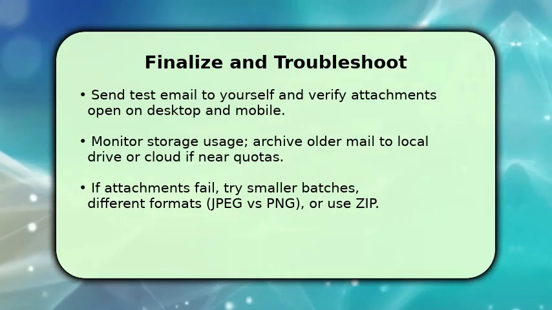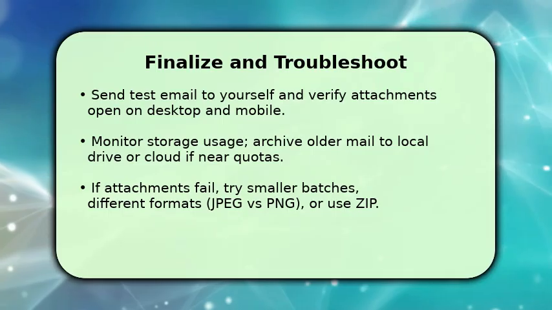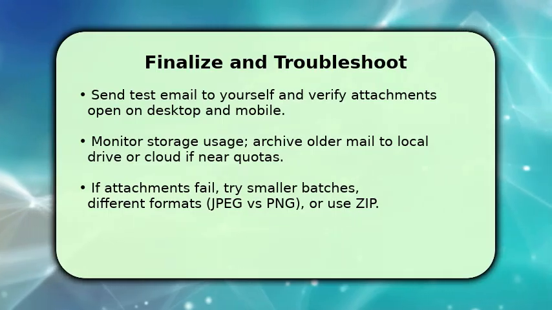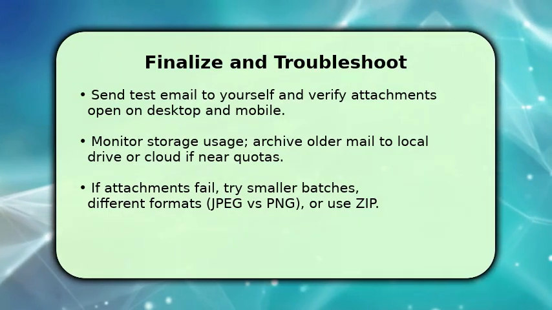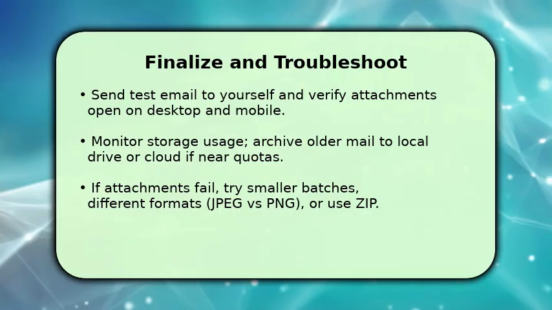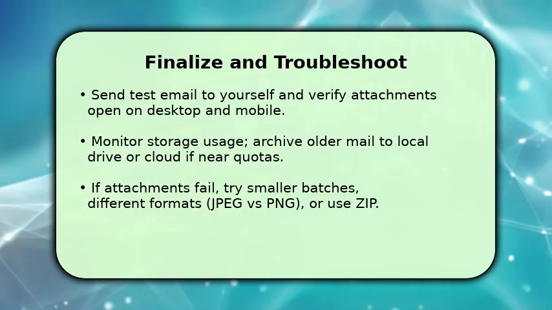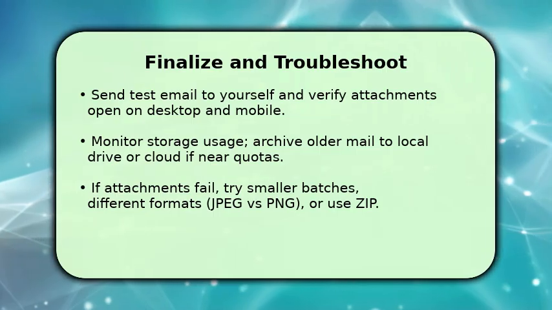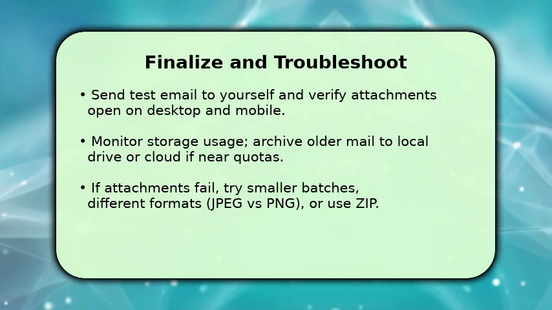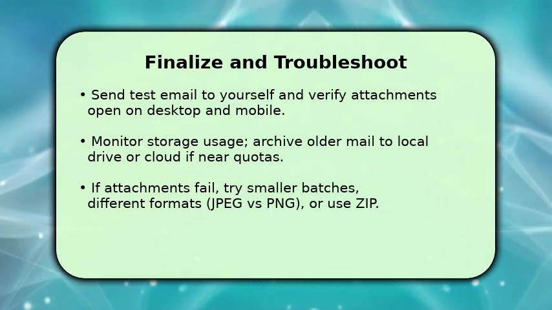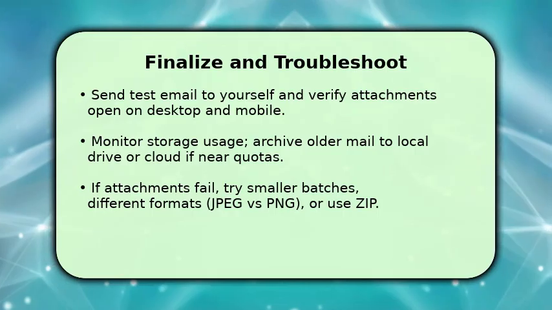Once confirmed, batch send or schedule as needed, and monitor your mailbox storage so you don't exceed quotas. Archive older photo emails to a local drive or cloud backup when necessary. If attachments fail, try smaller batches, convert to a more compressible format like JPEG, or package files into a zip. These steps usually resolve common transfer problems quickly.